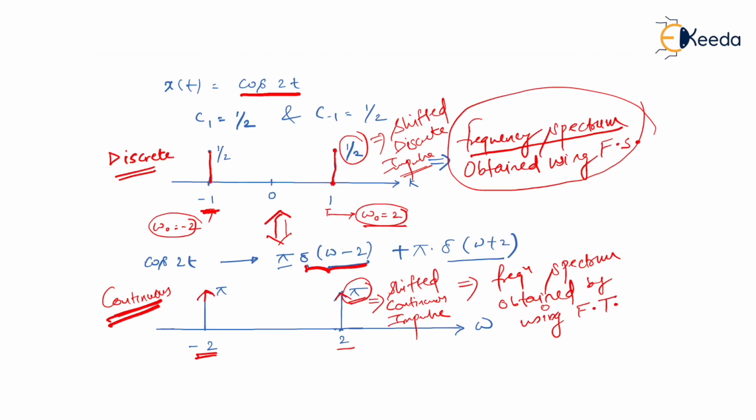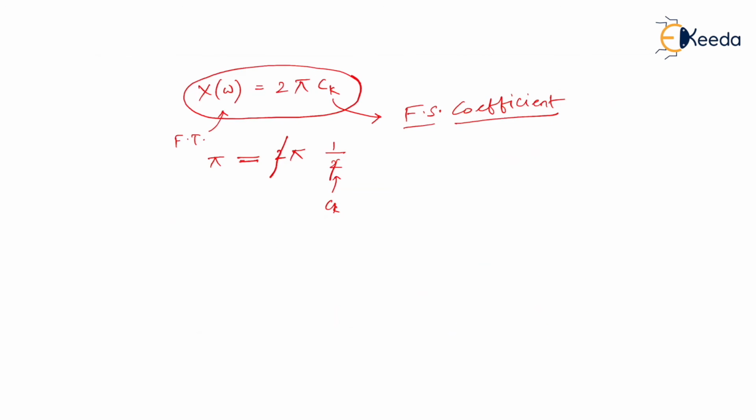I wanted to compare them. We know that a frequency spectrum for Fourier series is discrete in nature, and the frequency spectrum obtained from a Fourier transform is continuous in nature. Also, in terms of magnitudes, I had to compare. So when I had a pi over here, what I have as magnitude over here is 1 by 2. Therefore, I have established this relation that X of omega should be equal to 2 pi times c_k, where c_k is a Fourier series coefficient. At one frequency the Fourier series coefficient was 1 by 2, and X of omega was pi. If I want to actually equate them, then I have to multiply c_k with 2 pi.